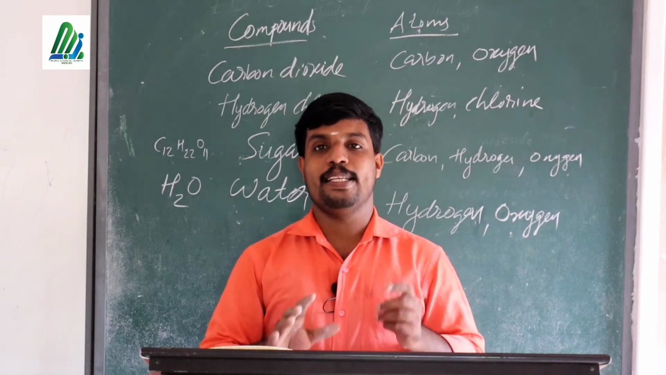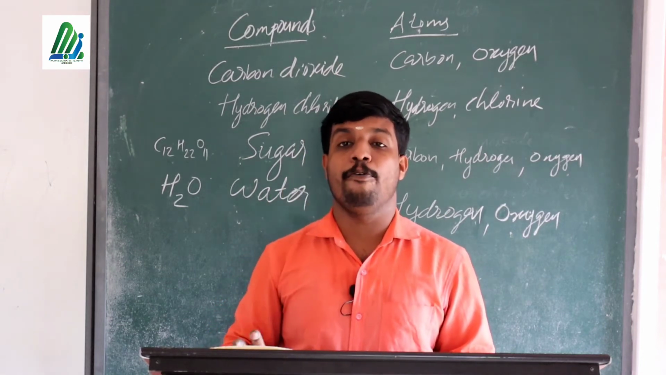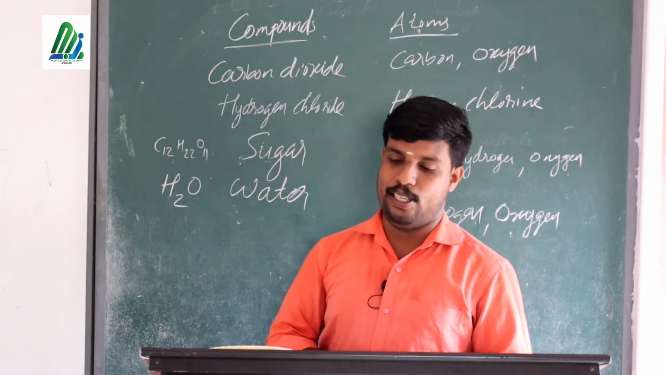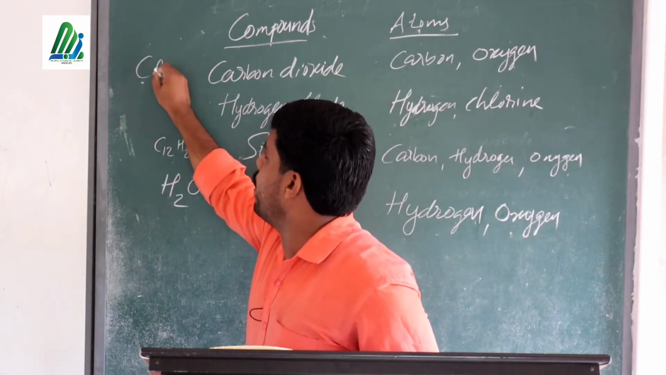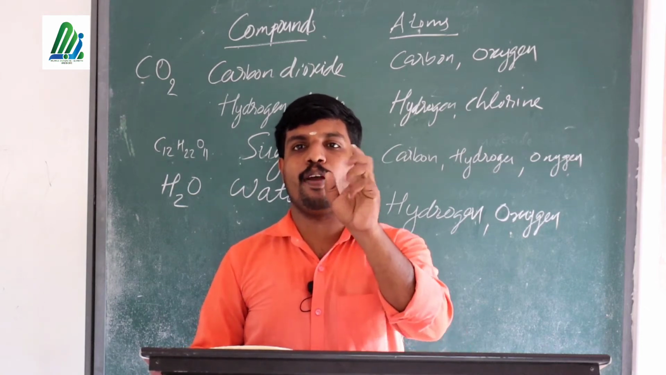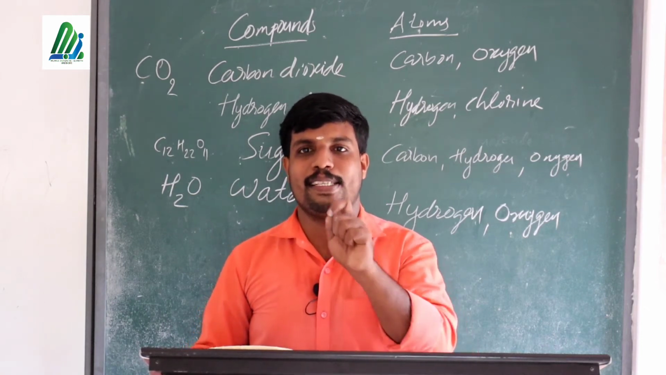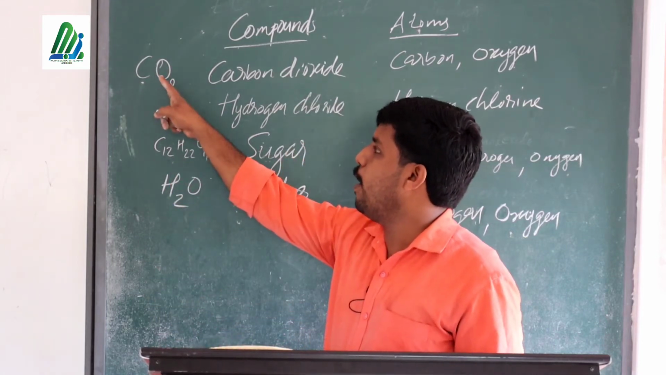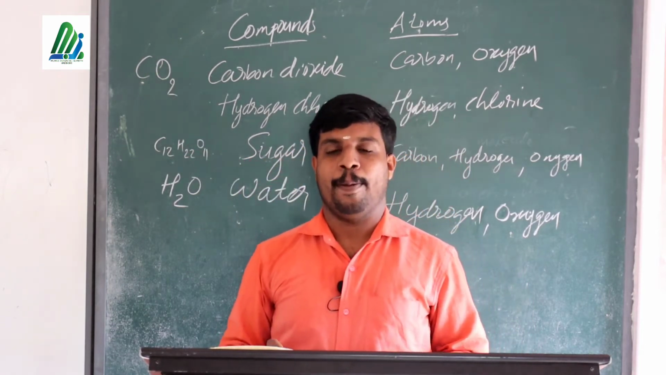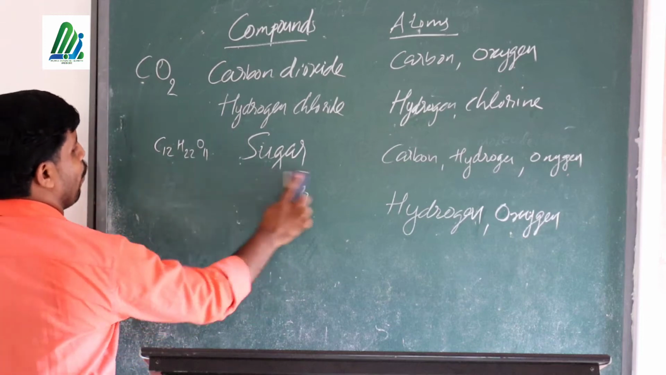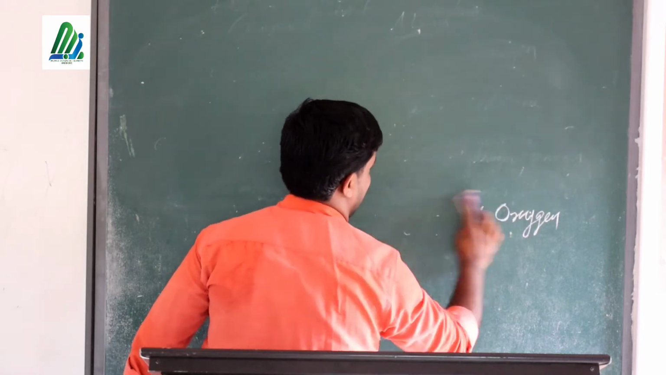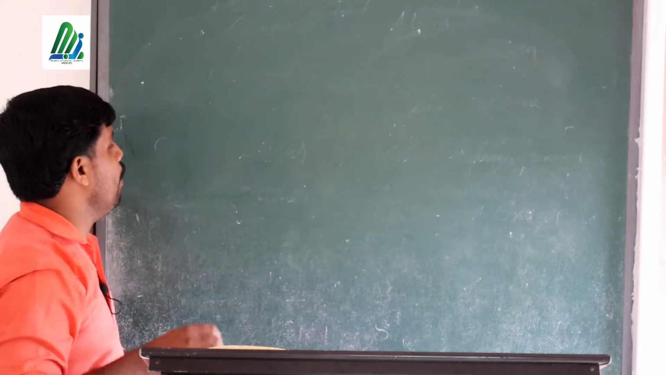So if you write the name of a compound, such as carbon dioxide, it is easier to write its representation, CO2. This is known as what? Chemical formula. The representation of a compound by using symbols is known as chemical formula. So the chemical formula of carbon dioxide is CO2. If you know the molecular formula of a compound, we can identify the number of atoms present in it.